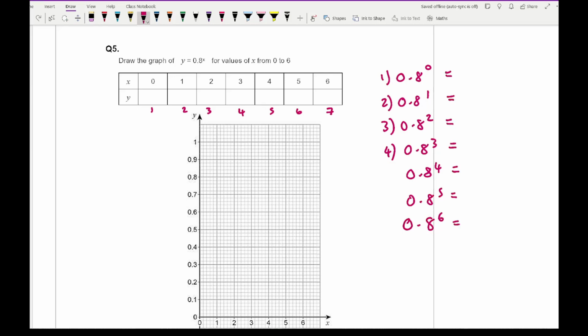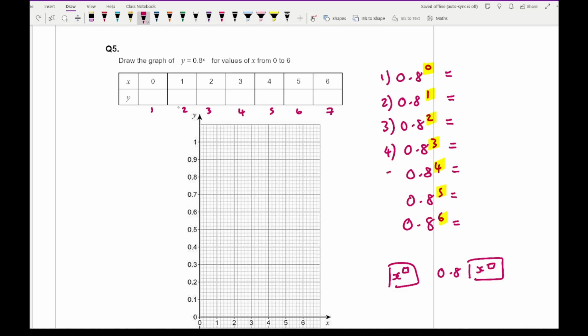And how do I do that? Well, you should have a button on your calculator that's got a little x with a little box, and then we just press the number, so 0.8, then press that button and then enter whatever the value of x is going to be. So it would be 0, 1, 2, 3, 4, 5, 6.